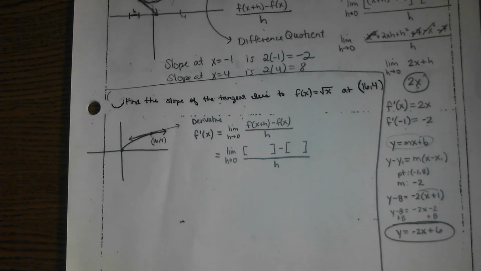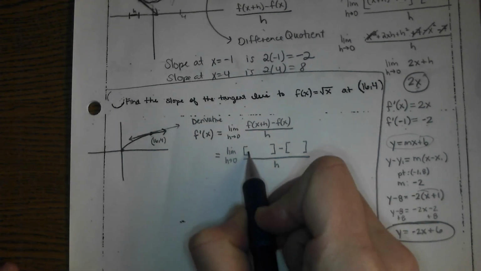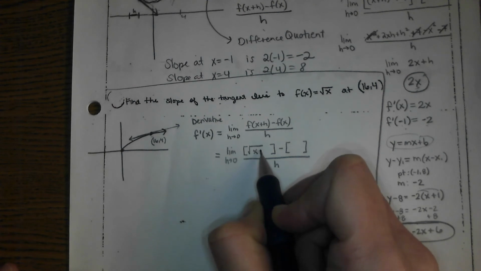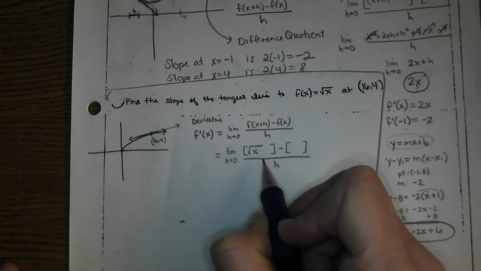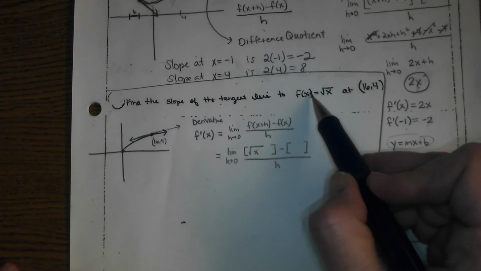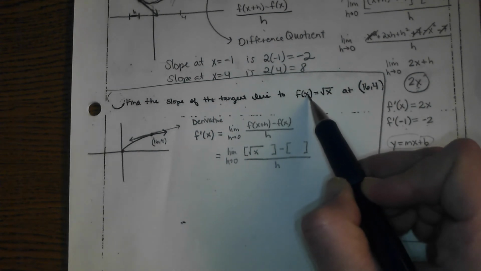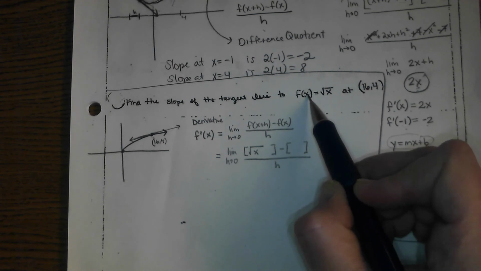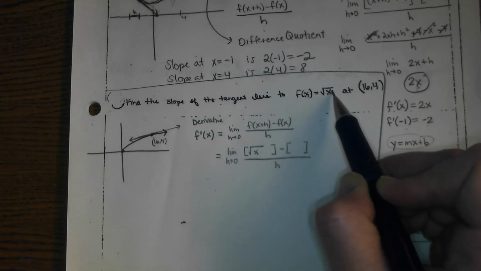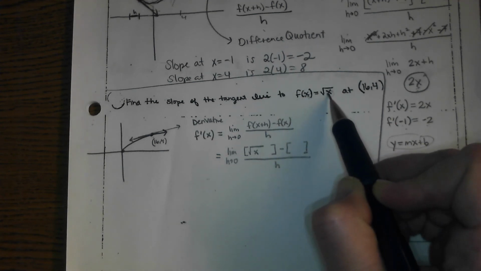Morgan, what would f of x plus h look like? Where's the plus h? Inside the radical or outside the radical? Inside. F of x plus h, and that's the mistake that a lot of people make, they put the plus h after everything. F of 7 would mean you plug in 7. F of b would mean you plug in b. So f of x plus h means you literally plug in x plus h. Does that make sense? Okay.